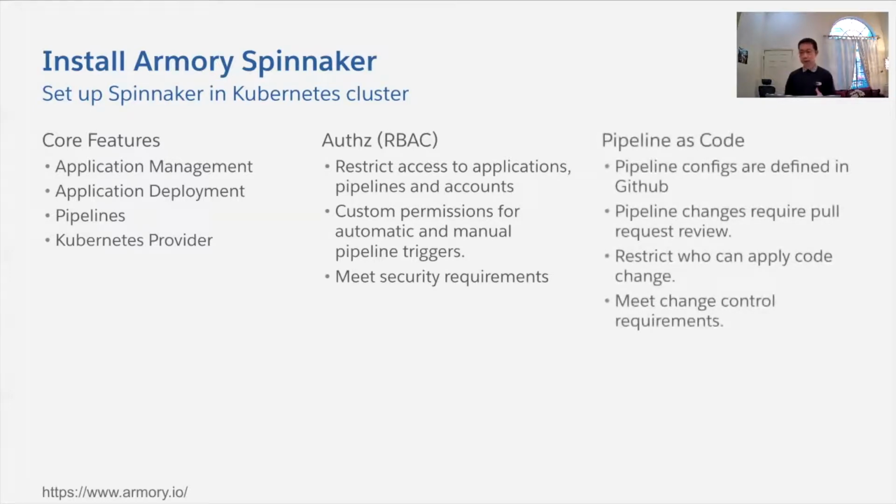Another key feature we need to install for Spinnaker is pipeline as code. Pipeline configurations are defined in GitHub, and pipeline changes require pull request review, just like when you develop code for an application or server. With pipeline as code, we can restrict who can apply code changes. All these features combined help to meet the change control requirements.